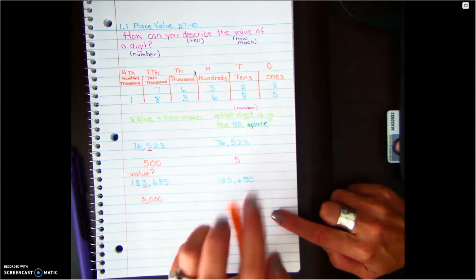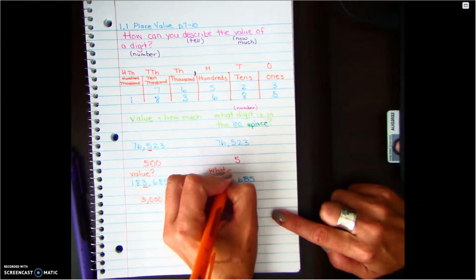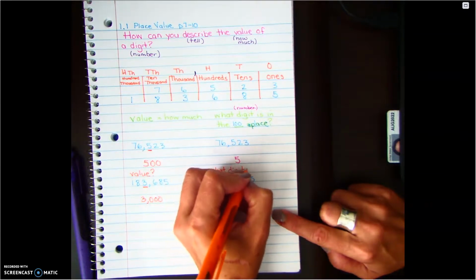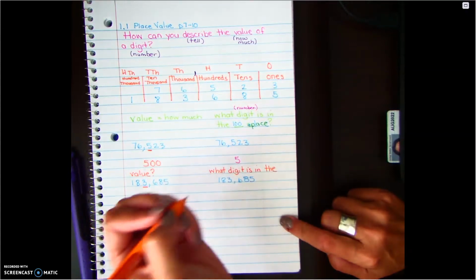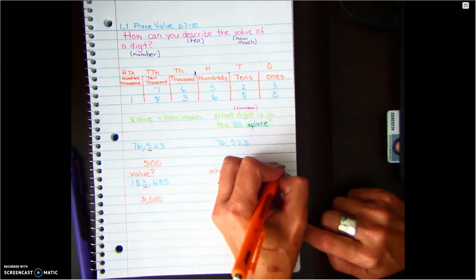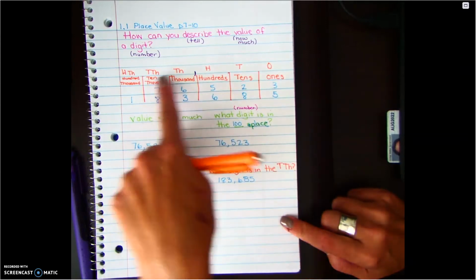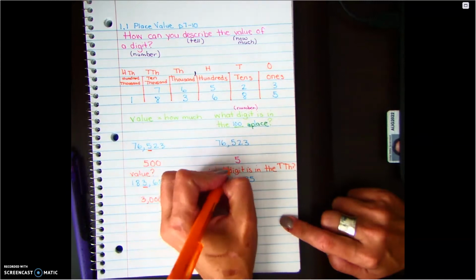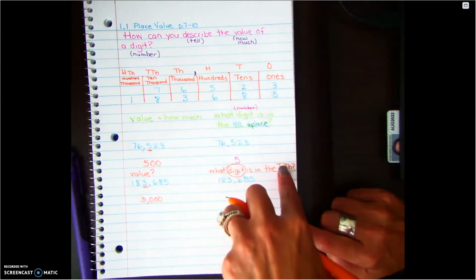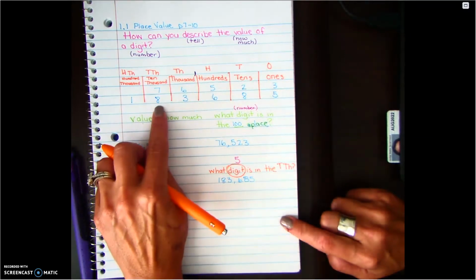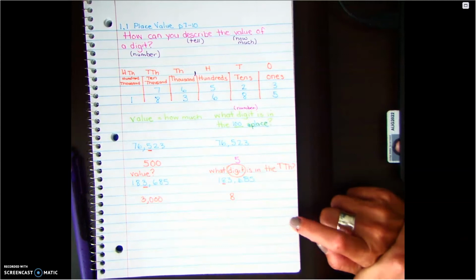Now over here, I want to know what digit is in the 10,000 place. So I've got a what digit, so that means what number. I'm going to circle that word because that's important. What number is in the 10,000s place? So I go over to my chart. Oh, that's an 8. So the 8 is in the 10,000s place.